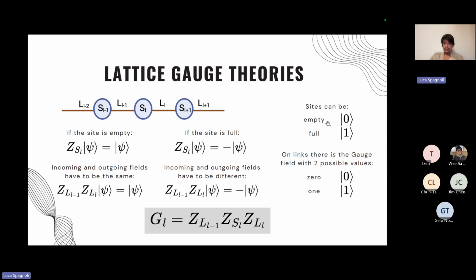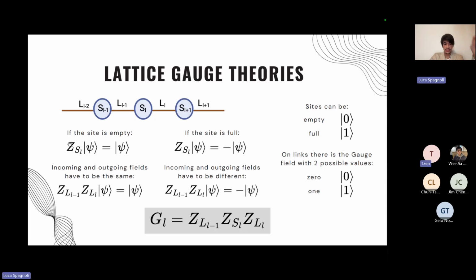The site can have two possible values, so I represent it in a quantum computer as a single qubit. The link has two possible values as well, so I represent it as a single qubit as well. So I would have three qubits, one per site, and four qubits, one per link.